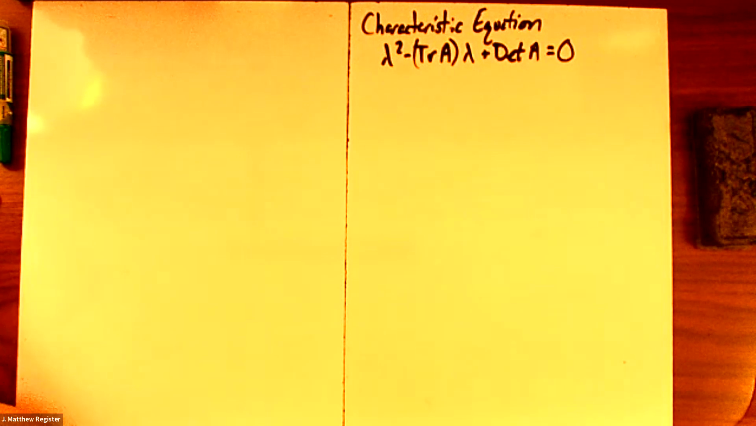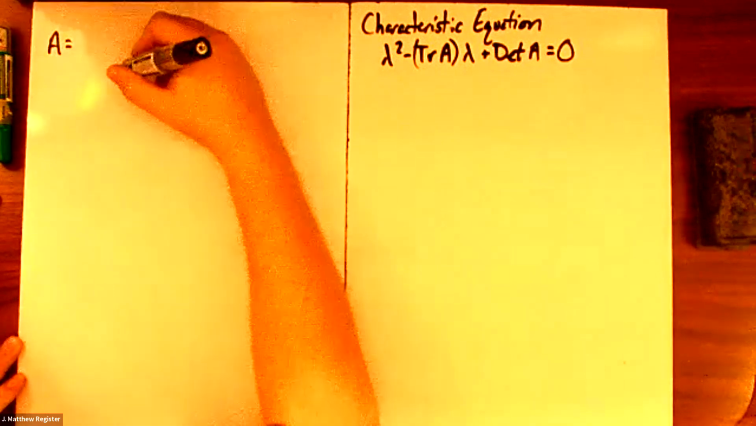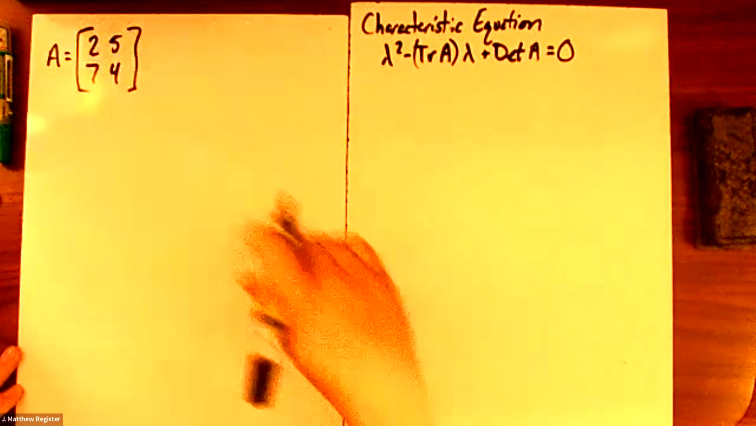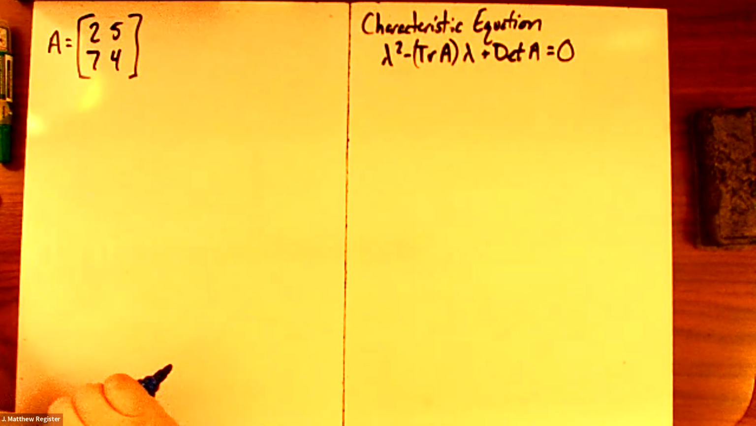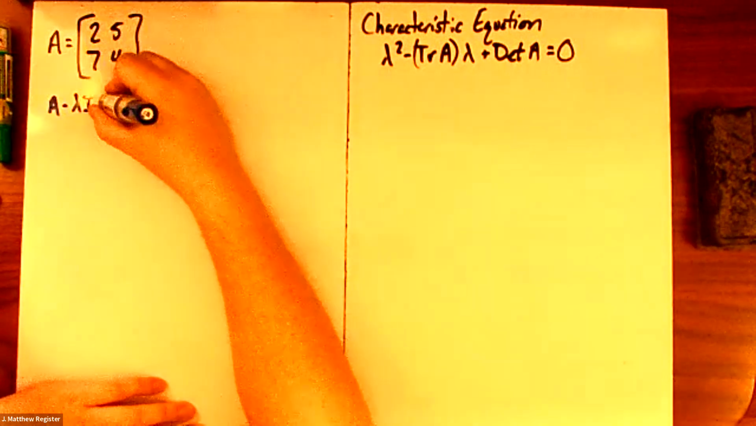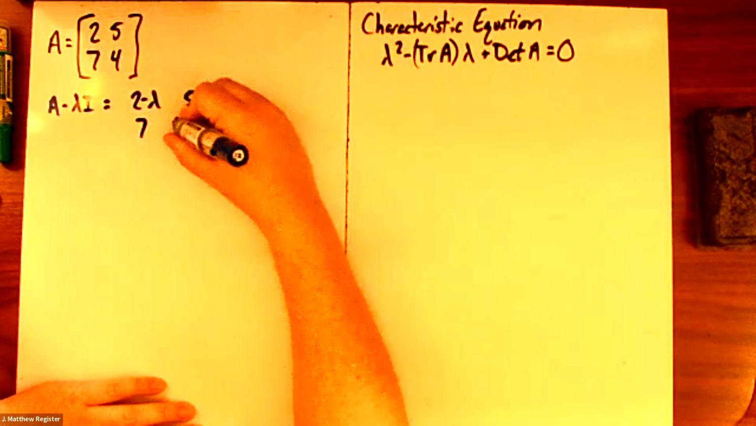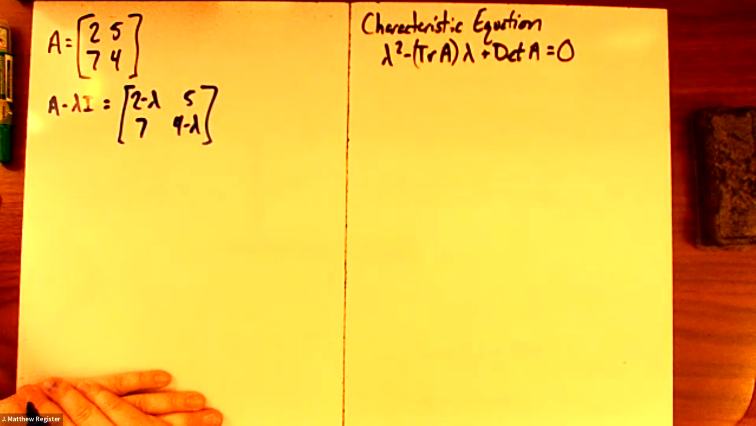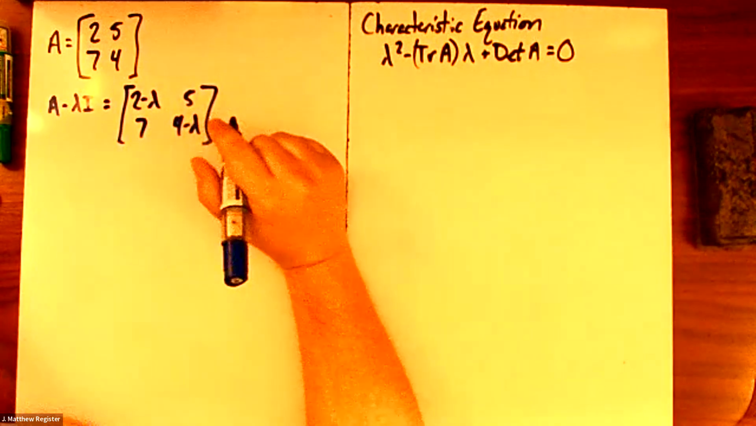And so let's start with that first one, which is 2, 5, 7, 4. And so A is equal to 2, 5, 7, 4. If we want to figure this out, we start by figuring out what A minus lambda I is. And so A minus lambda I is going to be 2 minus lambda, 5, 7, and 4 minus lambda. Once we have that, we need to take the determinant of this and set it equal to 0.